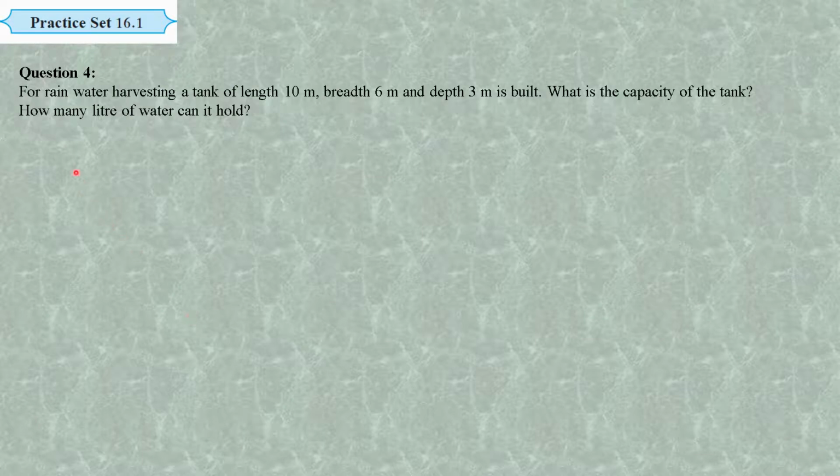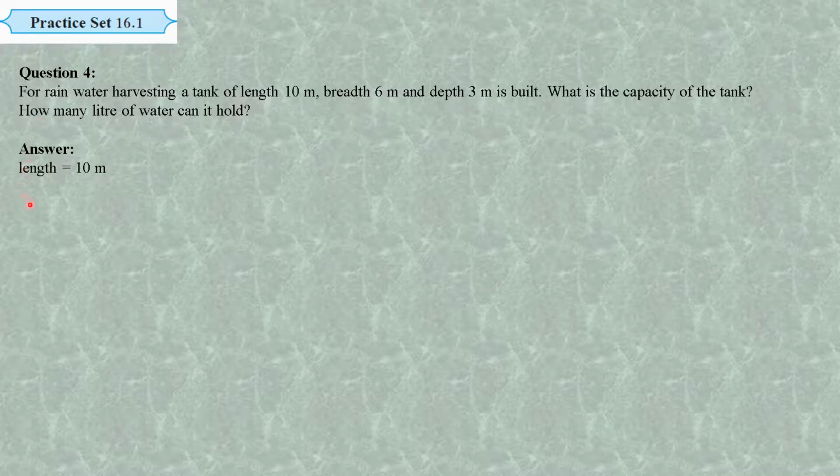Let us do question number 4. It says, for rainwater harvesting, a tank of length 10 meters, breadth 6 meters, and depth 3 meters is built. What is the capacity of the tank? So capacity means we have to find the volume of the tank and how many liters of water it can hold. So let us start with the solution.